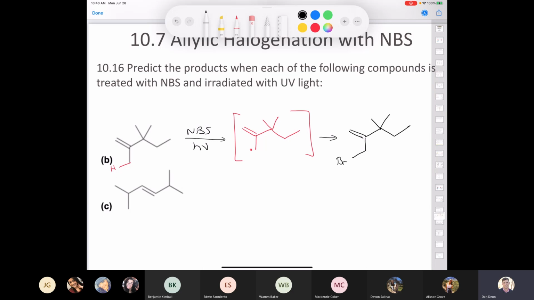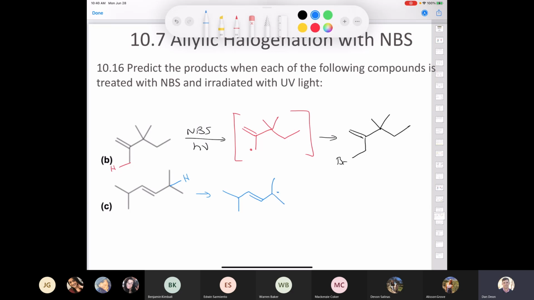All right, if we take a look at the next one, you can see that there's an axis of rotational symmetry in the molecule. So this allylic hydrogen and this allylic hydrogen are chemically equivalent. They're both identical in terms of their equivalency. But if we just abstract one of them, so let's just take this one here, okay? If we rip that off, what do we end up with? Let me draw it in blue here. We end up with this.